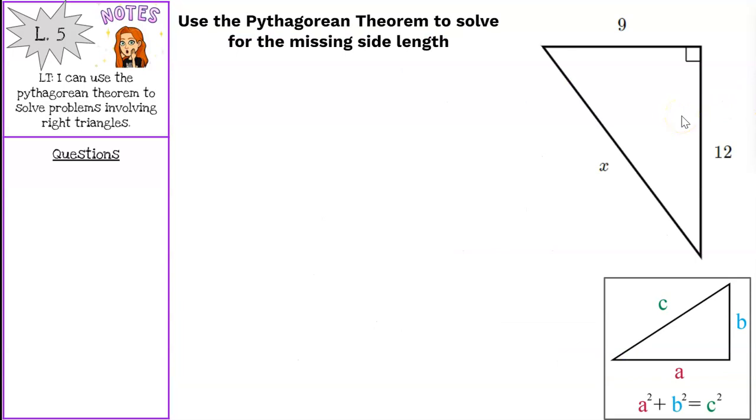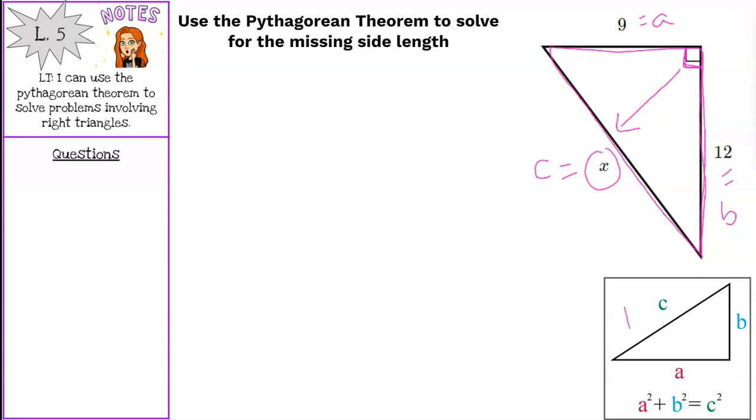Use the Pythagorean theorem to solve for the missing side length. So we know it's a right triangle because it's got the right angle marking. And the two sides touching it are our two legs. So I'm going to call side 9 A and side 12 will be B. Draw a line across the triangle from the right angle, and that is your hypotenuse. So x is going to be c, and what we're going to be solving for.